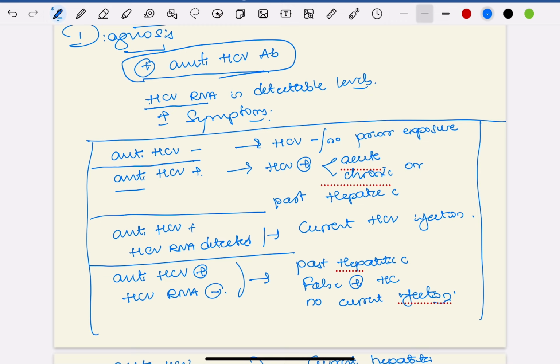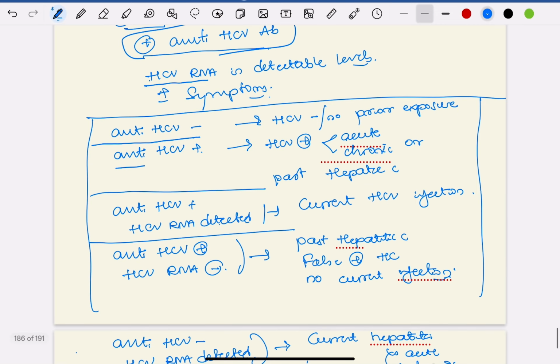If the patient is anti-HCV positive and HCV RNA is also detected, that means the patient is suffering from a current infection, that could be acute or chronic, but not past hepatitis C, because in past hepatitis C we won't get HCV RNA. Okay, if the patient is anti-HCV positive but HCV RNA is negative, that tells us RNA is not there, meaning it is not a current infection. So it tells about past history, past hepatitis C, or it could be a false positive also.